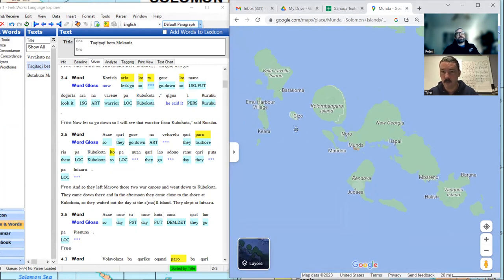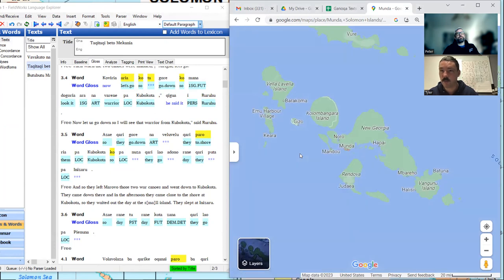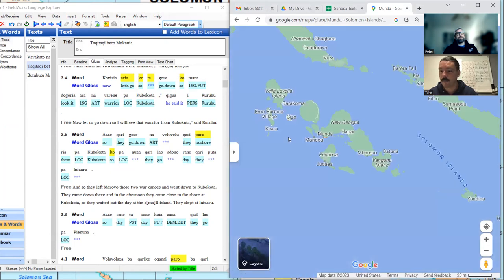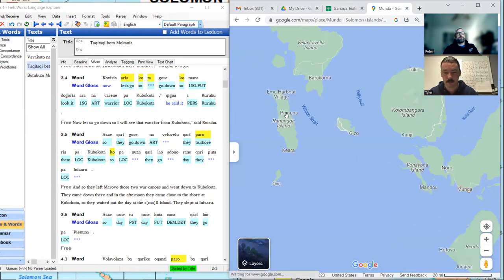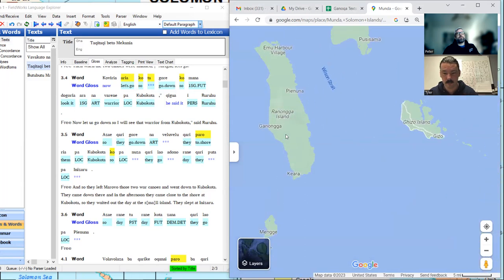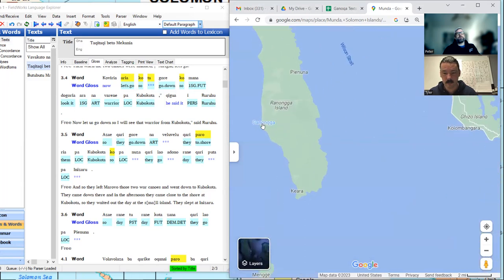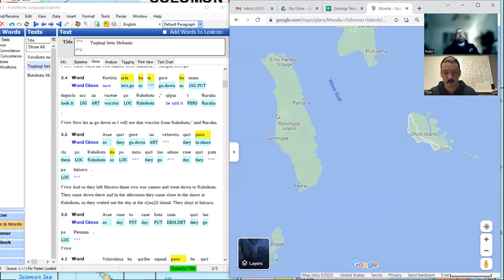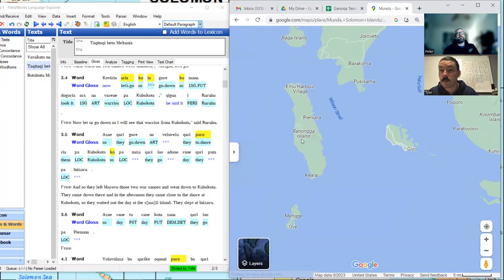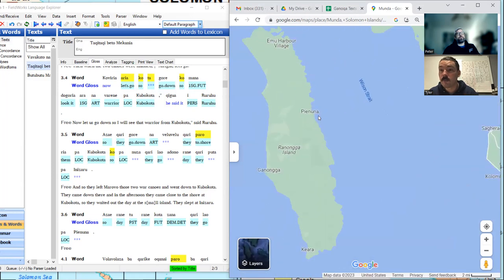This has the names, that's nice. Let's see. So this is Ghanongga Island. That's what they're calling Ghanongga right there. My understanding is that the northwest side is Ghanongga, and the northeast side is Kubokota, and the south side is Lunga. That's from Googling, not that I know for sure, just guessing.